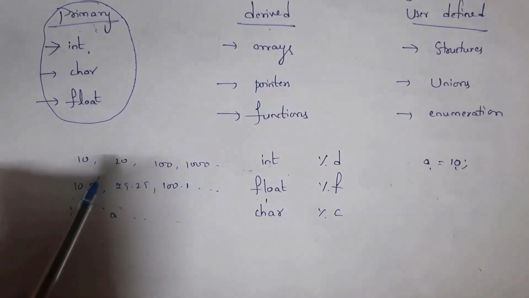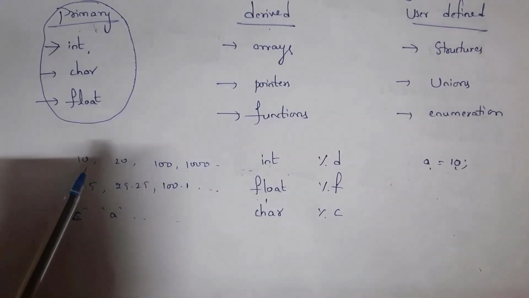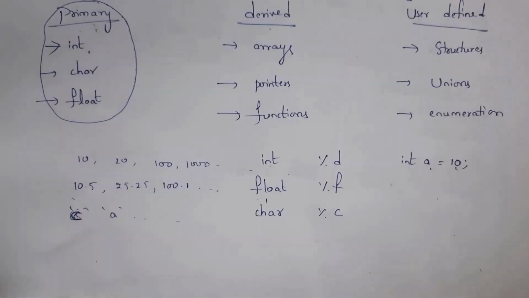10, 20, 1000, 100, all these are integer values. So you need to use data type int. Whenever you use data type int, you need to use format specifier %d. You need to remember this.